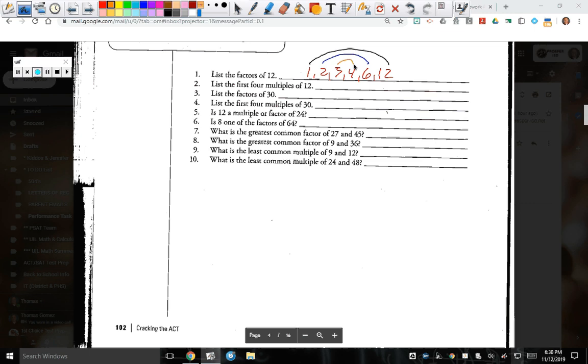Now if I said list the first multiples, Tyler, what are multiples? Okay, so multiples of 12. So the first multiple of 12 is 12. What's the second multiple of 12? 24. Okay? And then, anyone, what would I get?